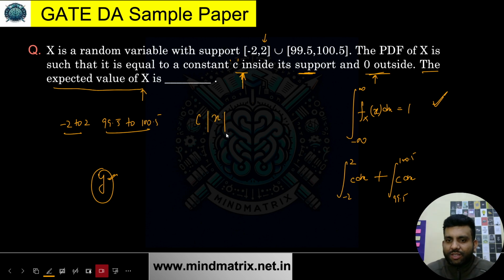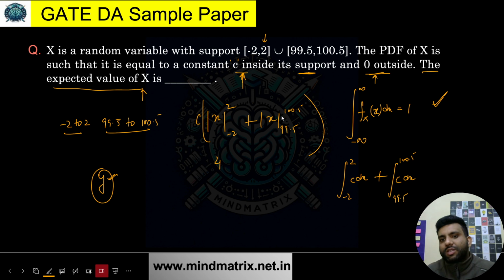Okay, so you'll be having something like this, minus 2 to 2. And over here again, if I say it is also going to be x, so this would be 99.5 to 100.5. What you'll get? 2 minus minus 2. See, subtraction of 2 and minus 2, it will be 4 plus, this subtraction is going to be 1. 4 plus 1 times c. What is this integration equal to? That's 1. So you get c equals 1 by 5.